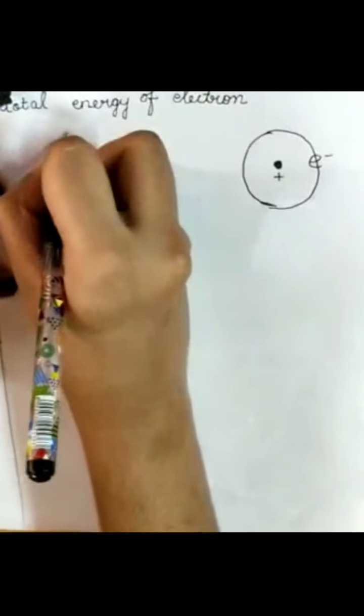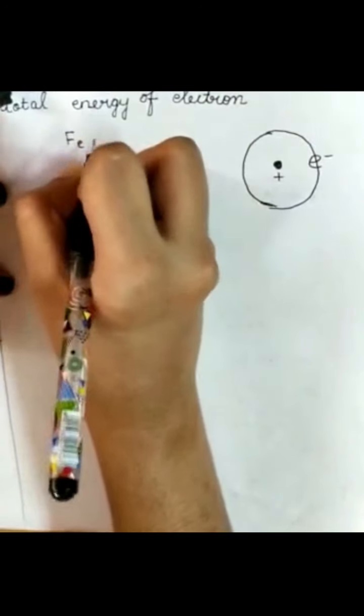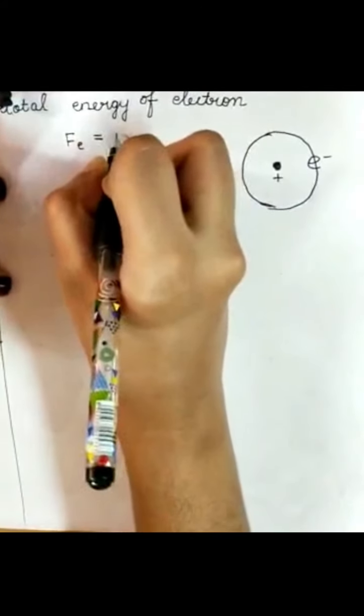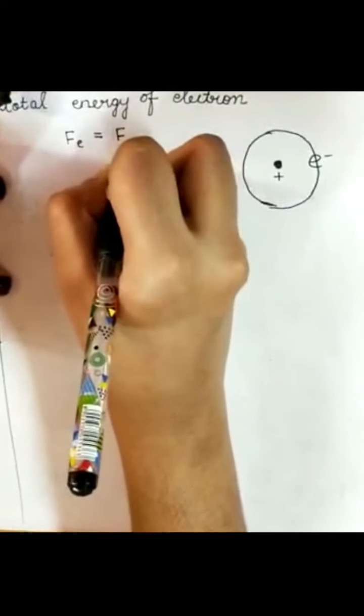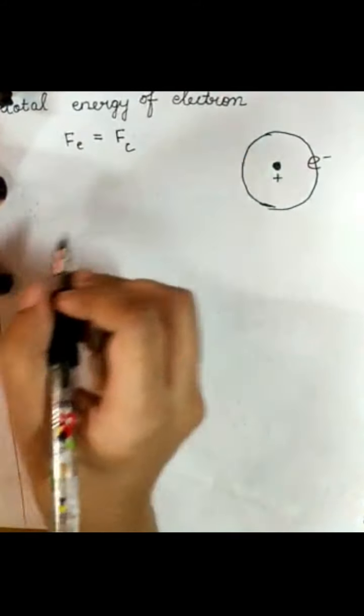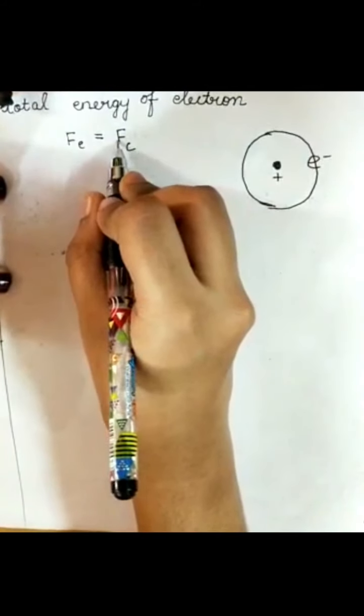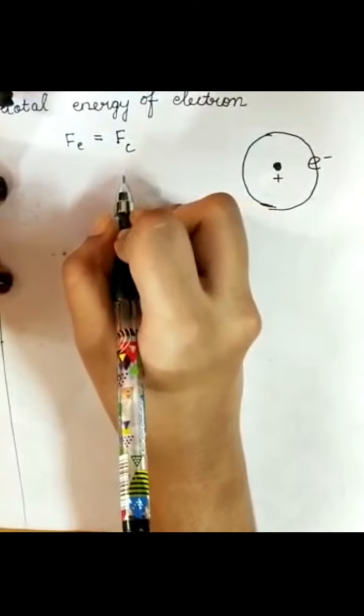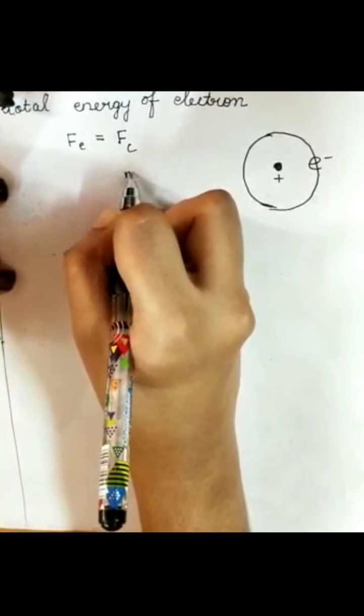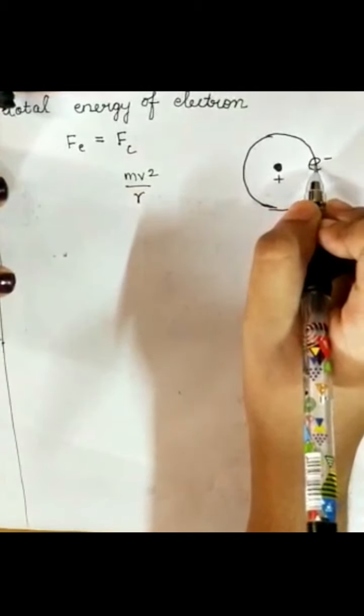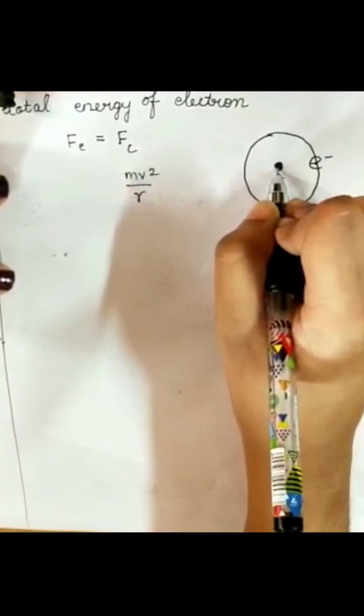So, Fe, that is the electrostatic force, is equal to the centripetal force. Then what is Fc, that is the centripetal force? It is equal to mv square by r. r is the distance between the electron and the nucleus, v is the speed of the electron and m is the mass of the electron.